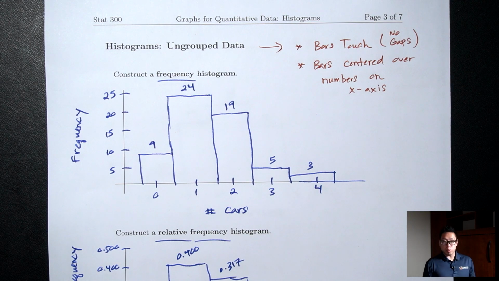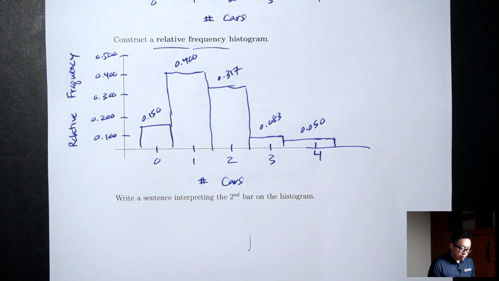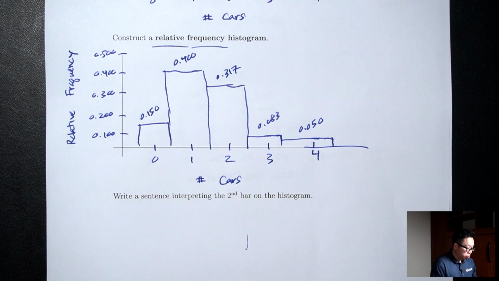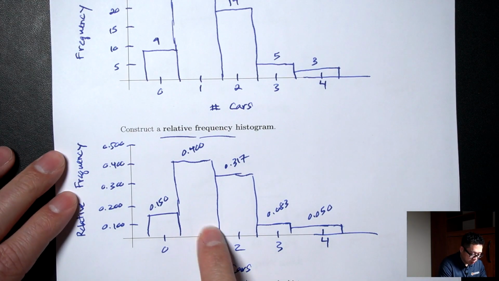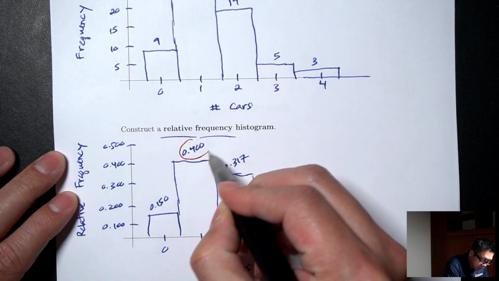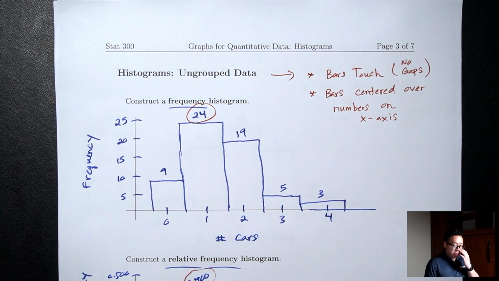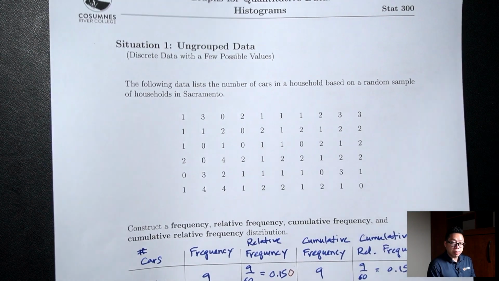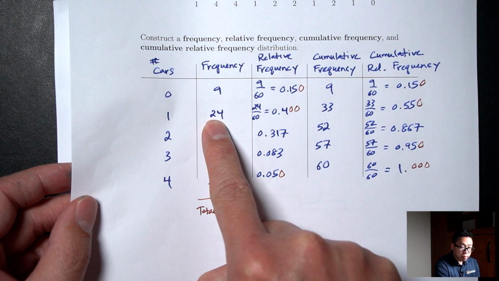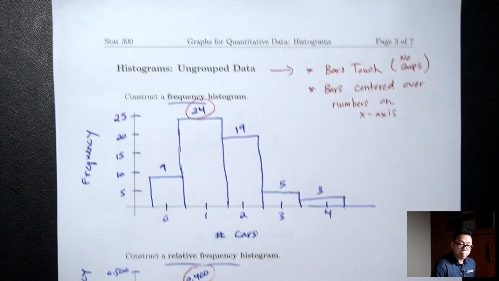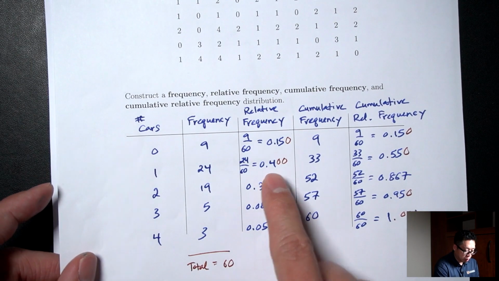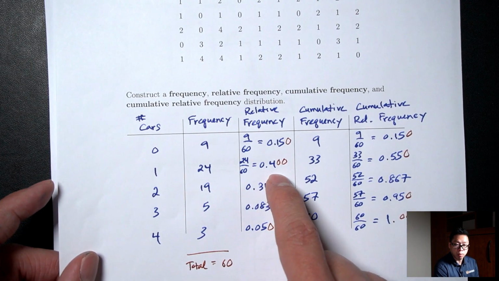Let's talk about how to interpret these graphs now. I'm back on the ungrouped data situation, and I want you to write a sentence interpreting the second bar on the histogram. So I'm talking about second bar, that's this 0.400, and this 24. So usually when I interpret, I like to go back to the table. So let's go back to the table for this situation, which was on the first page. And I want to interpret the 24 and this 0.400, which is right here.